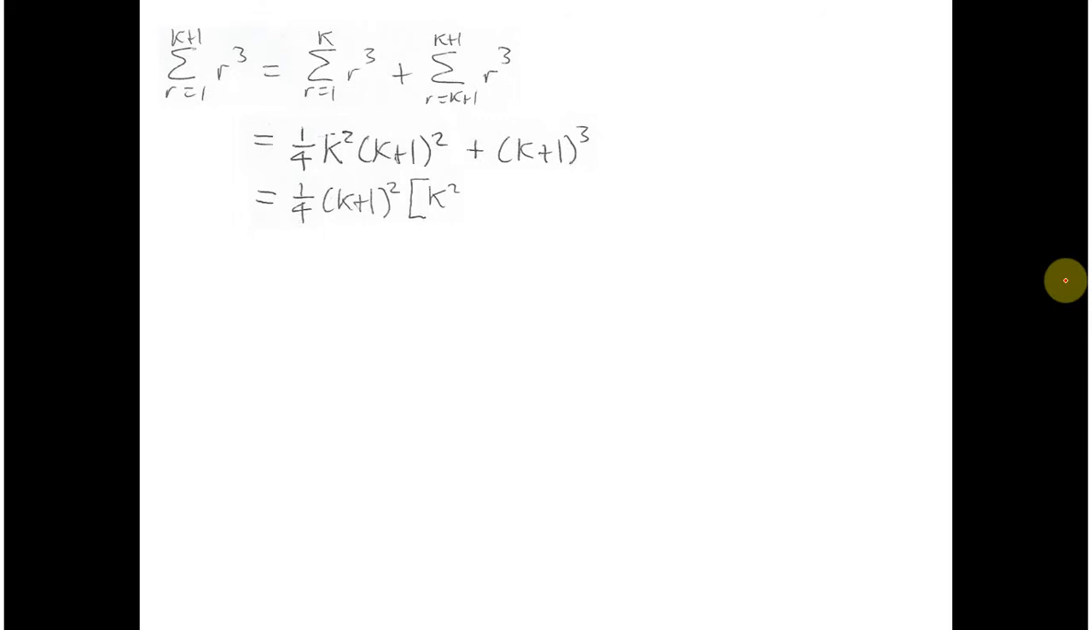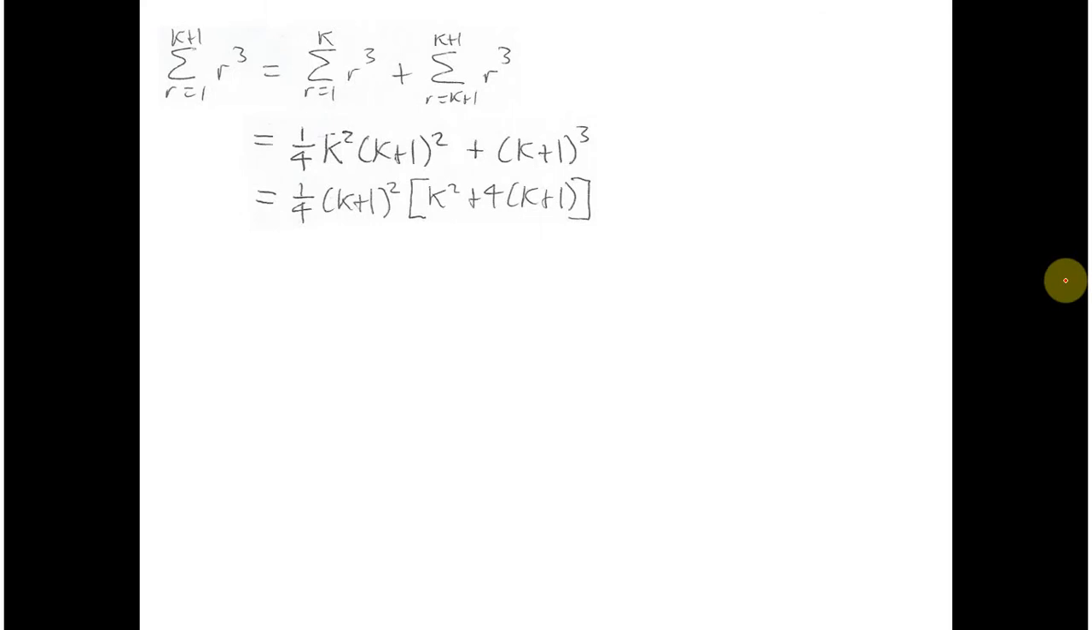And we open a square bracket, and for the first term, a quarter times (k+1)² times k² gives us our first term, a quarter k² times (k+1)². Now to go from a quarter (k+1)² to (k+1)³, first of all we're going to need to times by 4 to turn the quarter into 1. And then we're one (k+1) short, so we'll also need to multiply by (k+1). So we end up inside the bracket with k² plus 4 lots of (k+1).